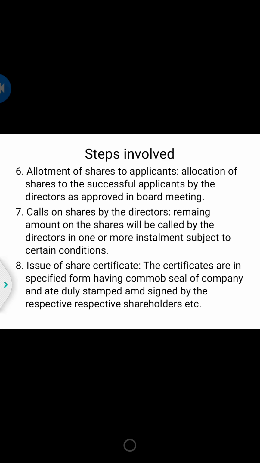So these are the steps which are involved in the fixed price offer method. In the next class we'll deal with the book building method.